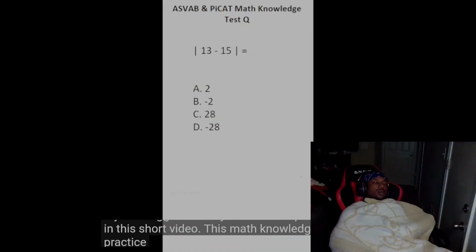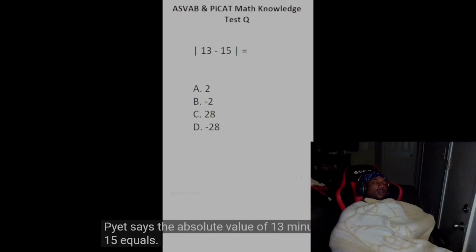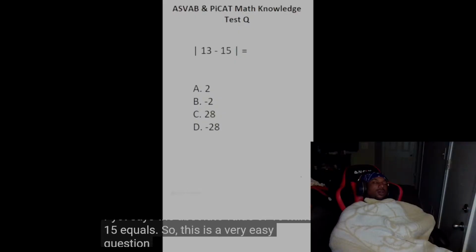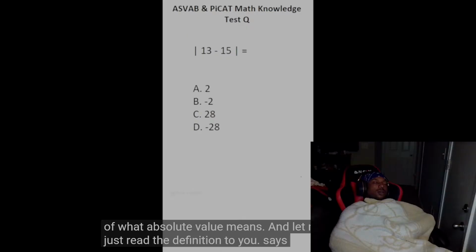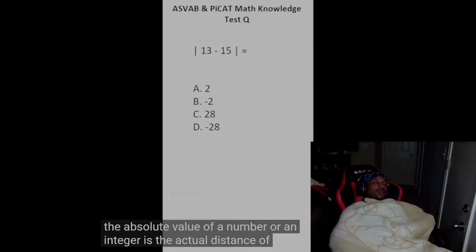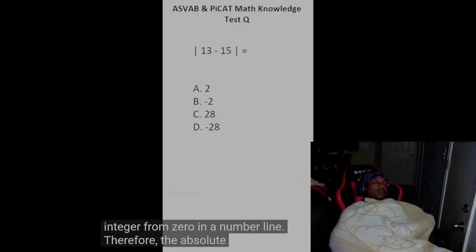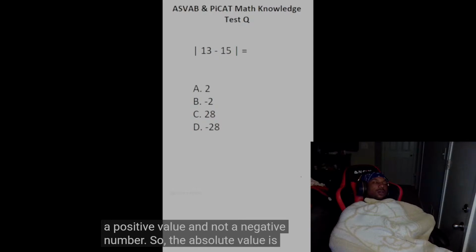This math knowledge practice test question for the ASVAB and PiCAT says the absolute value of 13 minus 15 equals. So this is a very easy question that tests your understanding of what absolute value means. And let me just read the definition to you. It says the absolute value of a number or an integer is the actual distance of the integer from 0 in a number line. Therefore, the absolute value is always a positive value and not a negative number. So the absolute value is always going to be positive.